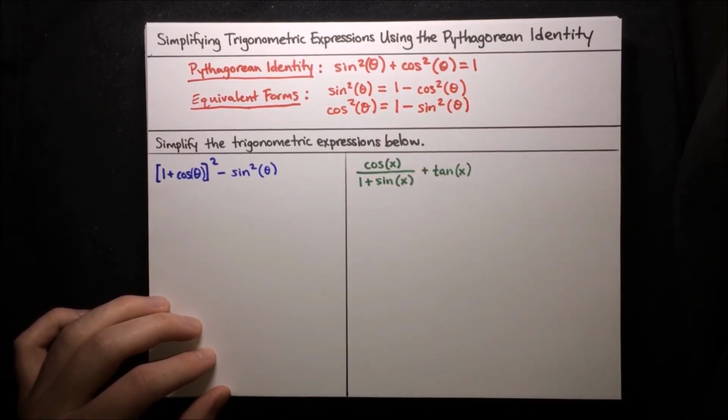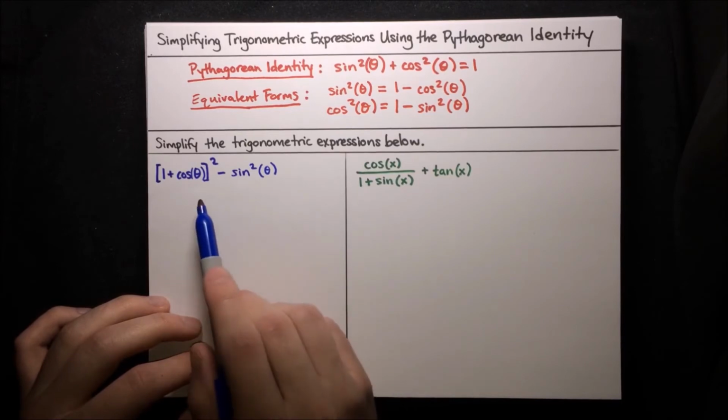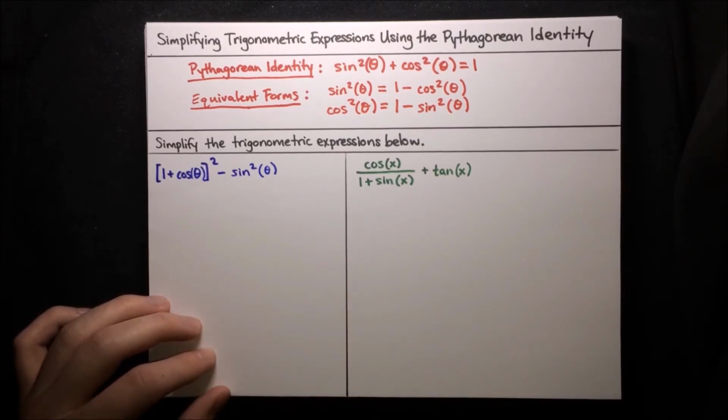So now that we've gone through these equivalent forms, why don't we use them to simplify the trigonometric expressions below? Starting with this one on the left, the quantity 1 plus cosine squared minus sine squared.